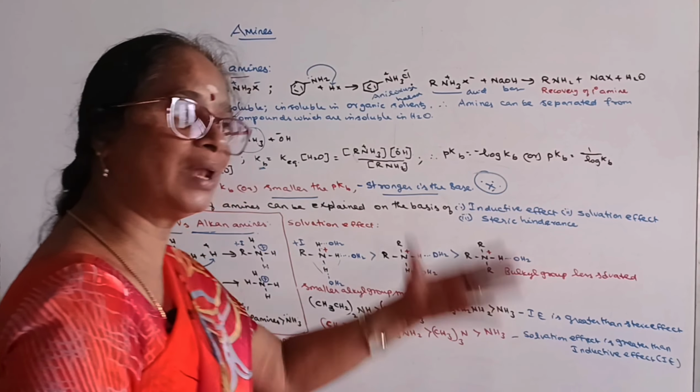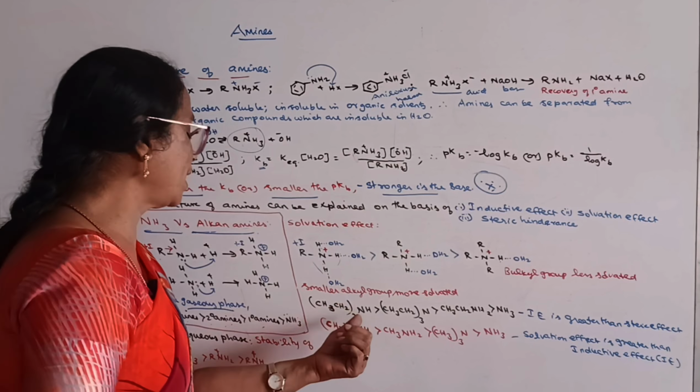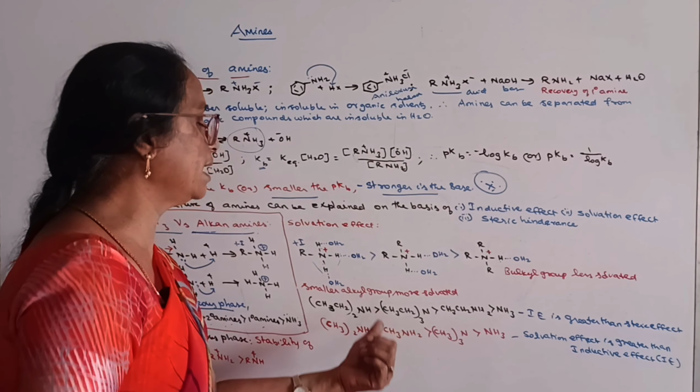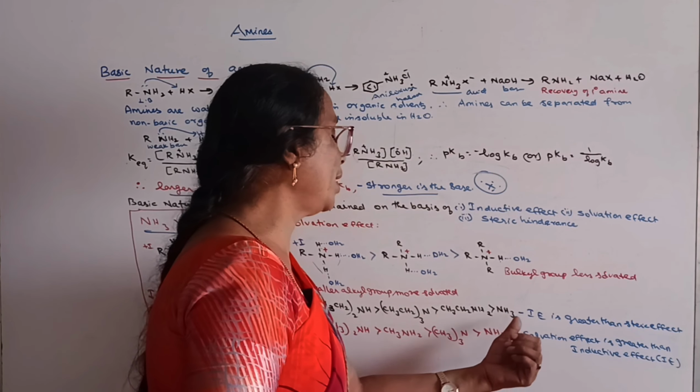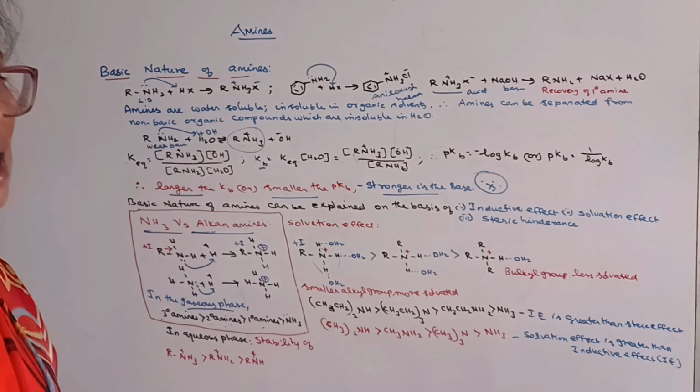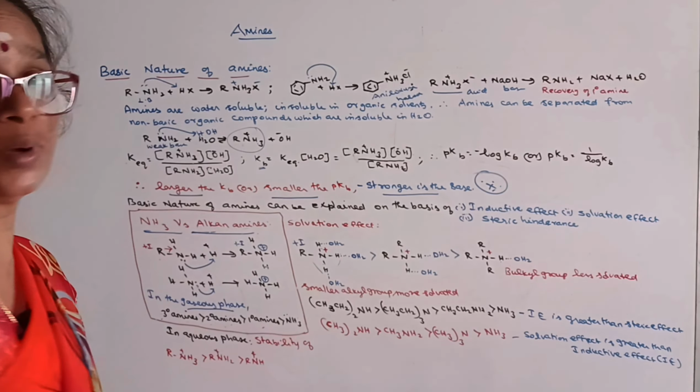steric effect as well as the solvation effect. So you can say secondary ethylamine is greater than tertiary ethylamine, greater than ethylamine, greater than ammonia. So that's all about the basic nature of aliphatic amines only.